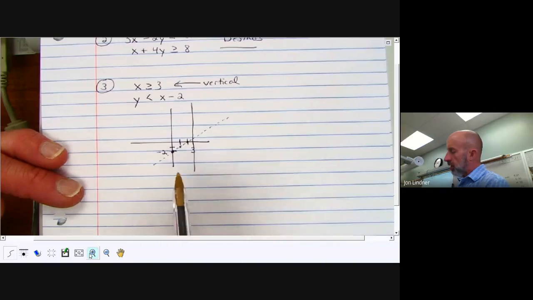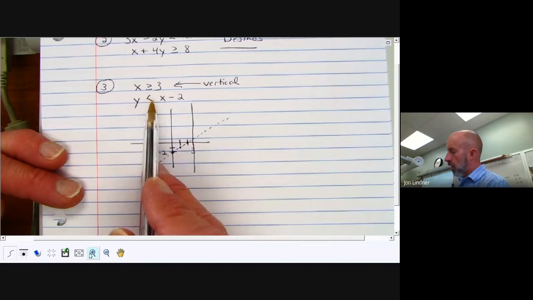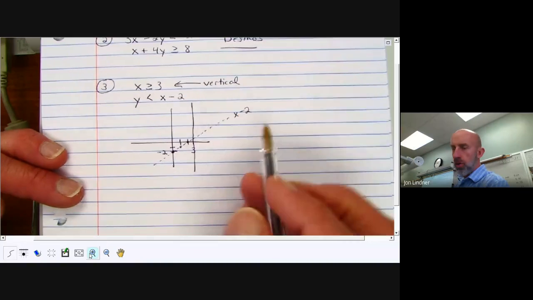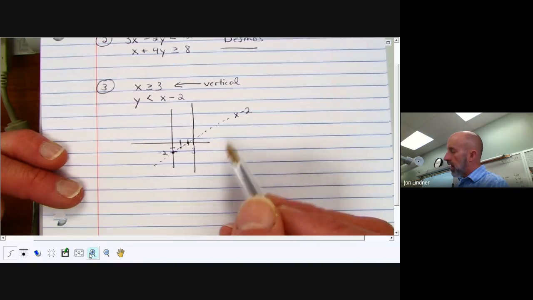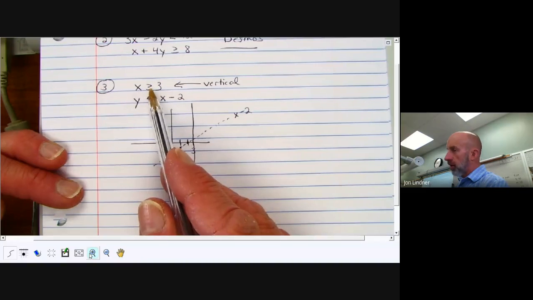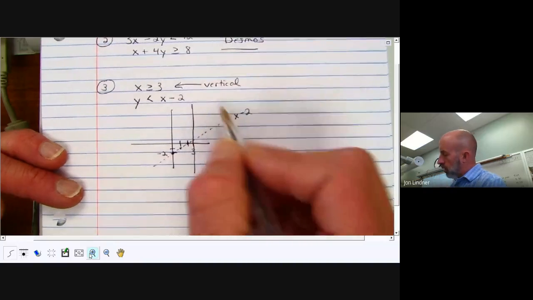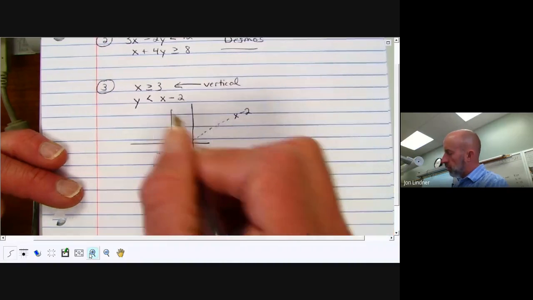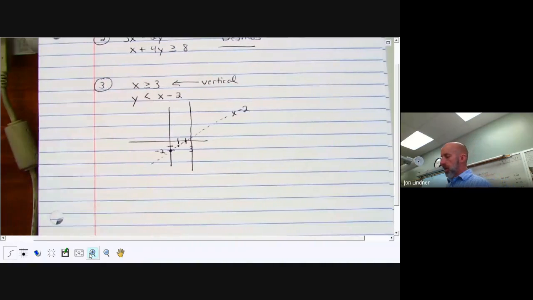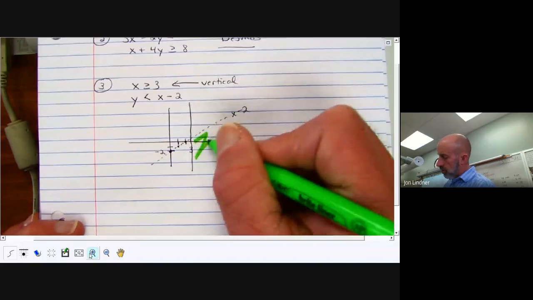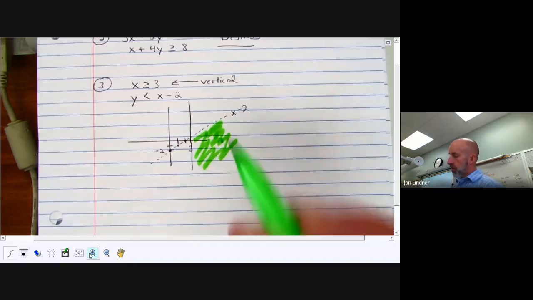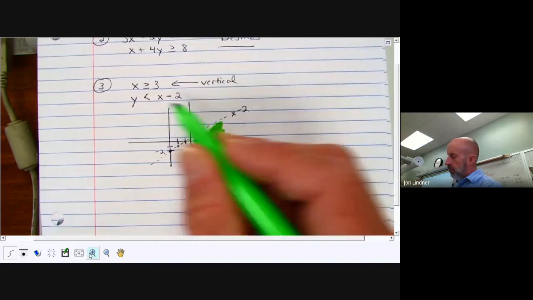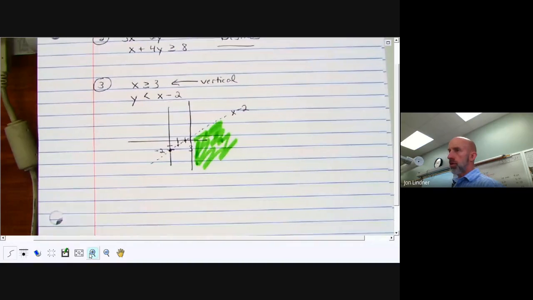And then we shade accordingly. I'm going to shade below. Here's the x minus 2 line. I'm going to shade below it and to the right of the vertical line. So below the x minus 2 and to the right of this one, that puts the solution only in here. Below the x minus 2 and to the right of x is greater than or equal to 3. Now, last thing before we wrap up.